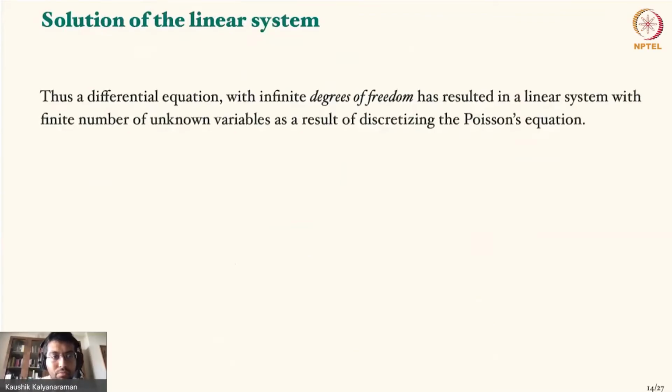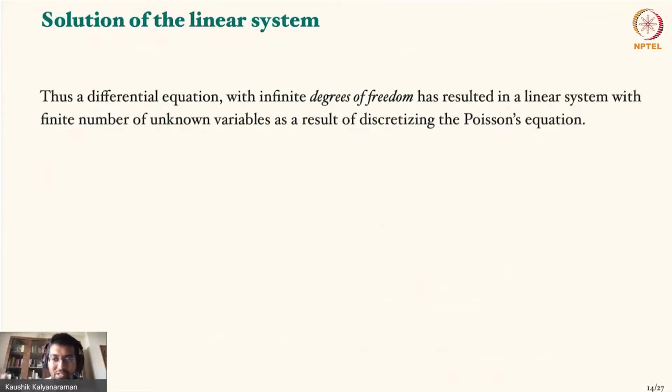So we have converted a differential equation. You can think of finding the unknown solution as finding it on all the infinite points between 0 and 1. If I knew the solution, this function u at every point between 0 and 1, that's like an infinite number of points. It's an uncountably infinite number of points. And that's what knowing the solution essentially means.